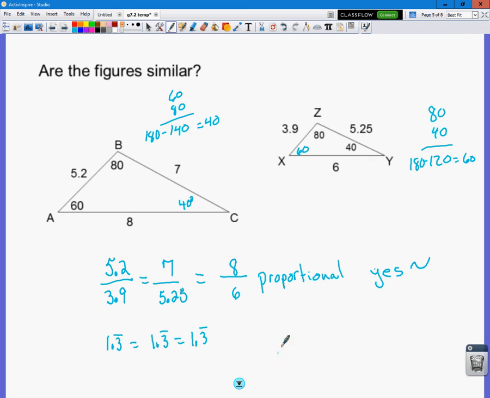And we're going to go ahead and write a similarity statement. Triangle ABC. Again, the order of the first one really doesn't matter, but the order of the second one does. A was 60, so I need to start with X. Then I went to B, which is 80, so I need to go to Z. And then I'm going to go to Y. So triangle ABC is similar to triangle XZY.